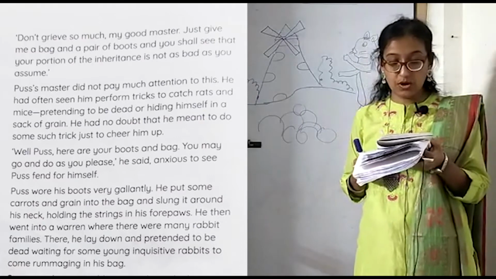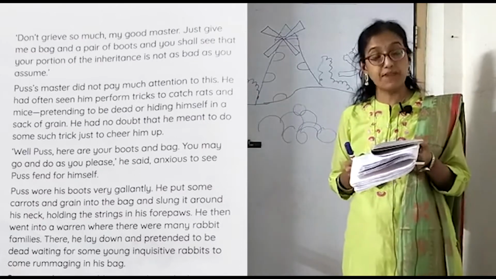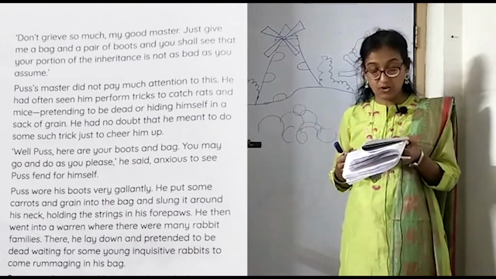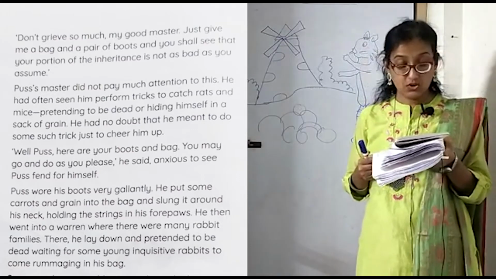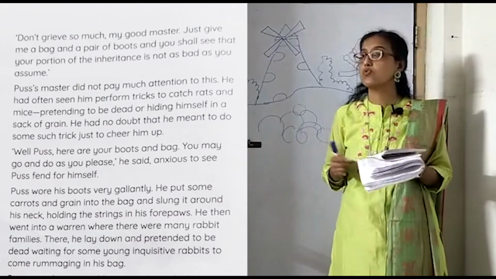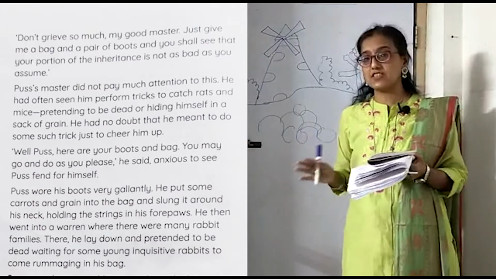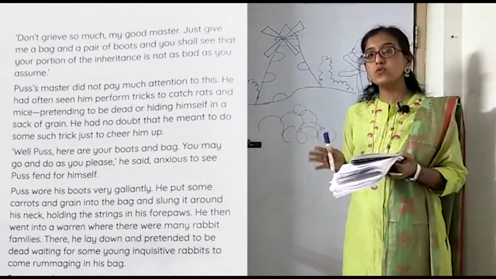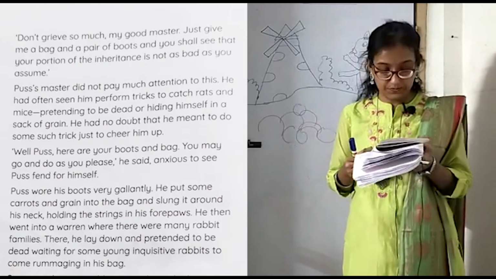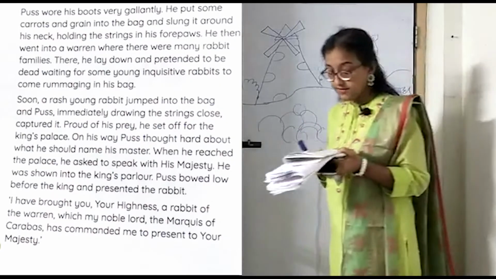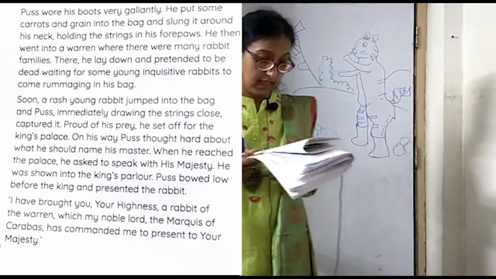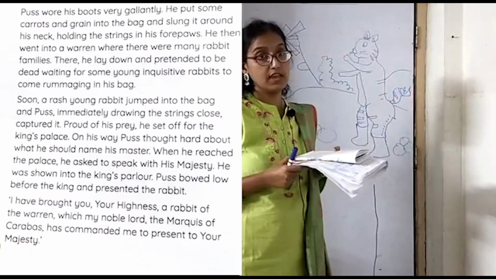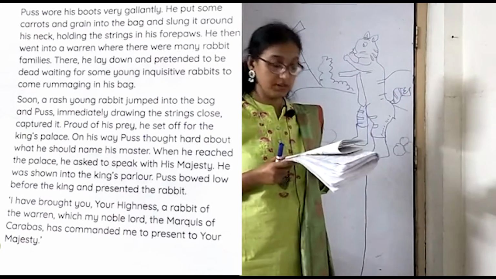He then went into a warren where there were many rabbit families. There he lay down and pretended to be dead, waiting for some young inquisitive rabbit to come rummaging in his bag. He was waiting so that he could catch a rabbit and then execute his next plan. Soon a young rabbit jumped into the bag and Puss immediately, drawing the strings close, captured it. As was expected, he captured a rabbit.